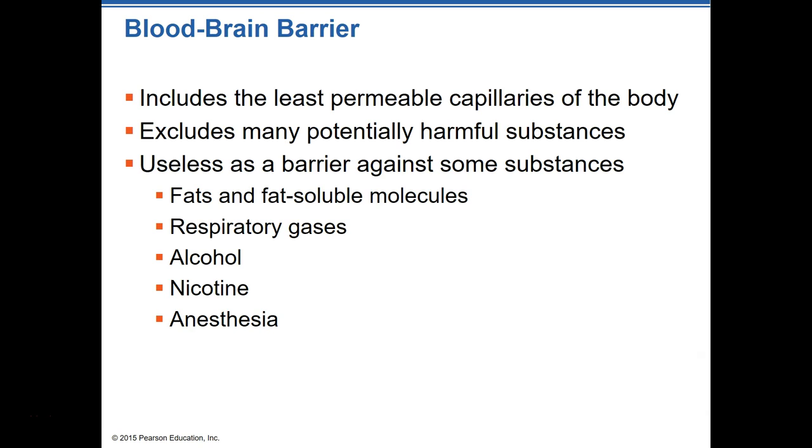So, also we have the blood-brain barrier. This has some very difficult to permeate capillaries that protect the brain from all the harmful substances. Some of the substances that it can't protect against, that will go right through, are fats and fat-soluble molecules, respiratory gases, alcohol, nicotine, and anesthesia. Can't stop it. It'll go right through.